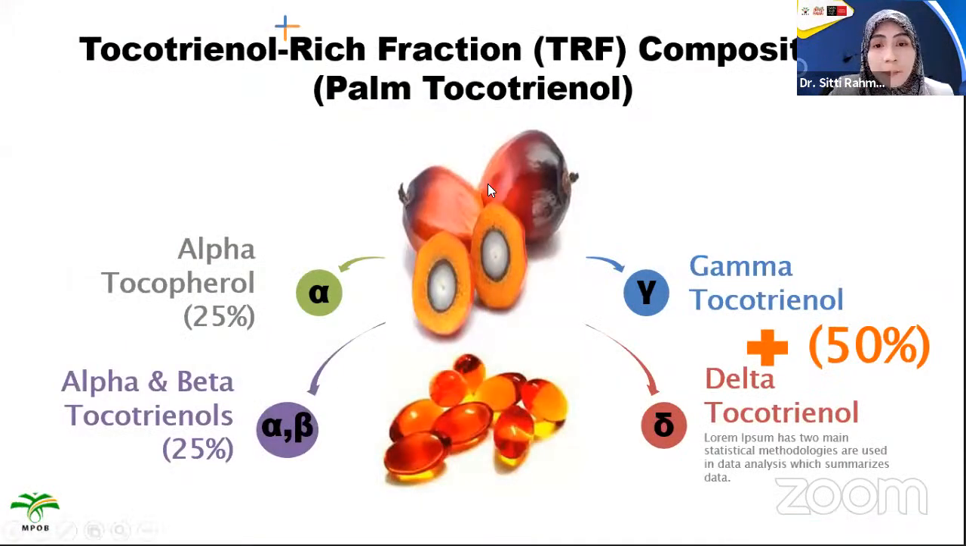Okay, this is the palm tocotrienol, which we can also say is a fraction, because they have different compositions from the other tocotrienol in the annatto. The palm tocotrienol actually contains about 20% of alpha tocopherol, alpha and beta tocotrienol about 25%, and gamma and delta, which reside about 50% of the palm tocotrienol.